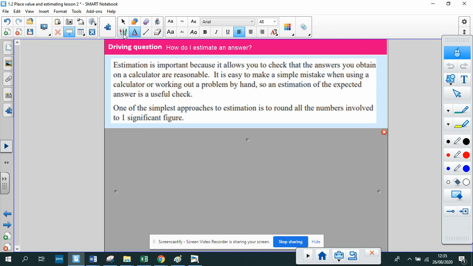So the key piece of information here is that one of the simplest approaches to estimation is to round all the numbers involved to one significant figure, hence why we've practiced that before.